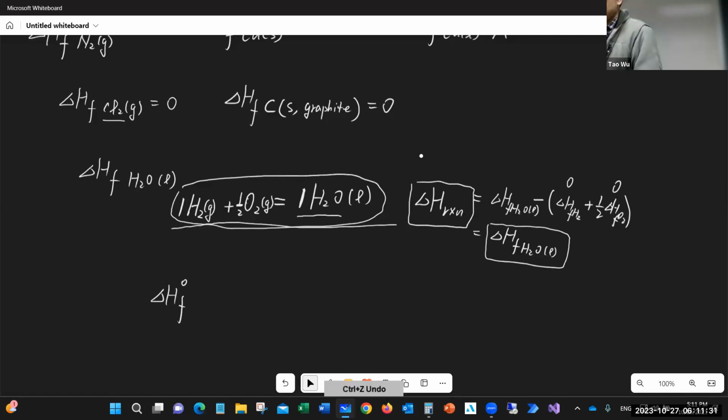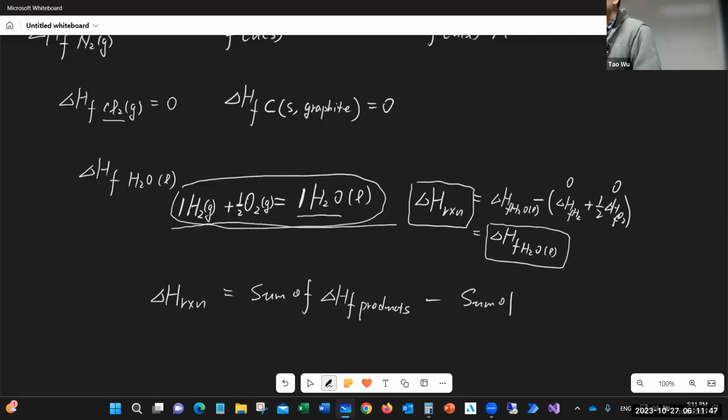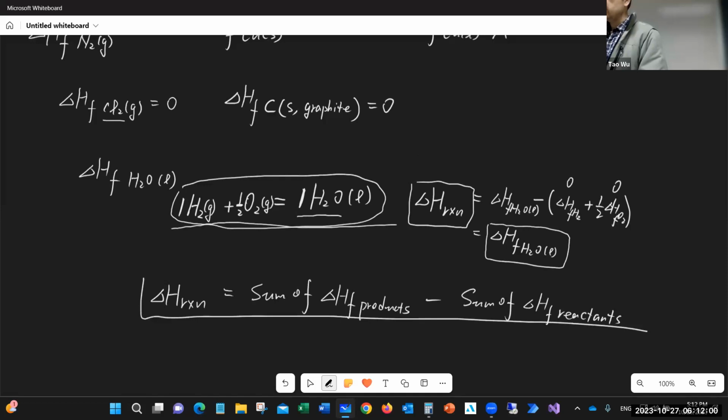The second one is that the enthalpy of the reaction should be the sum of the enthalpy of formation of the products, subtract the sum of the enthalpy of formation of the reactants. So this is the second part we talk about.